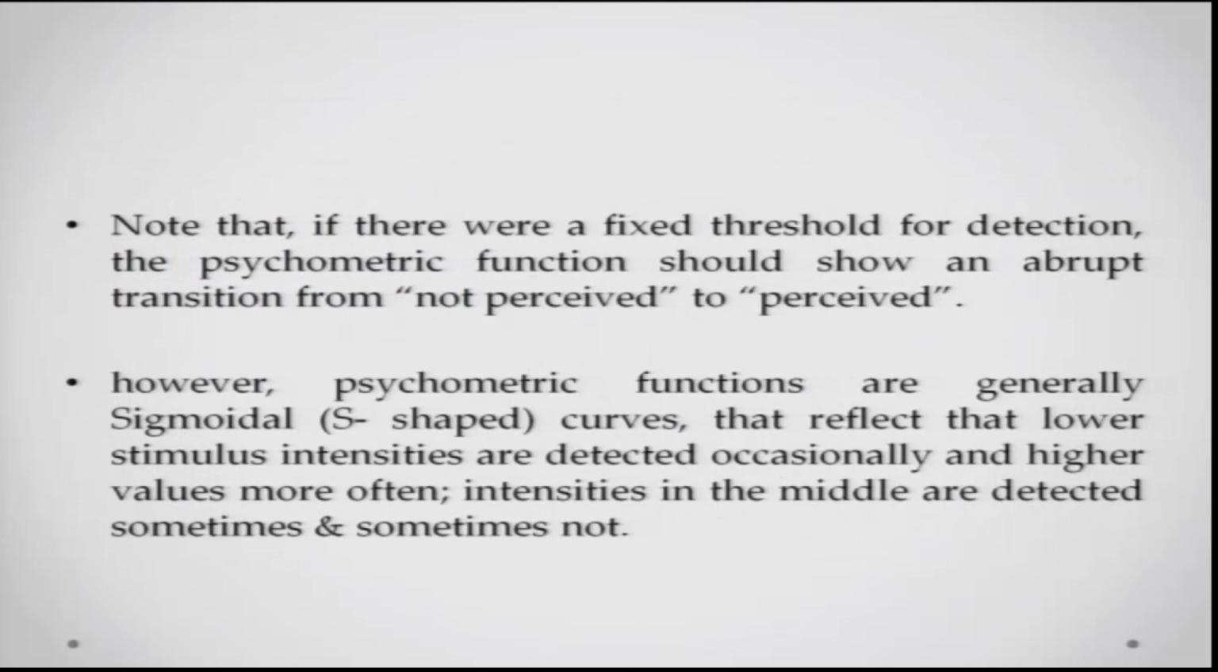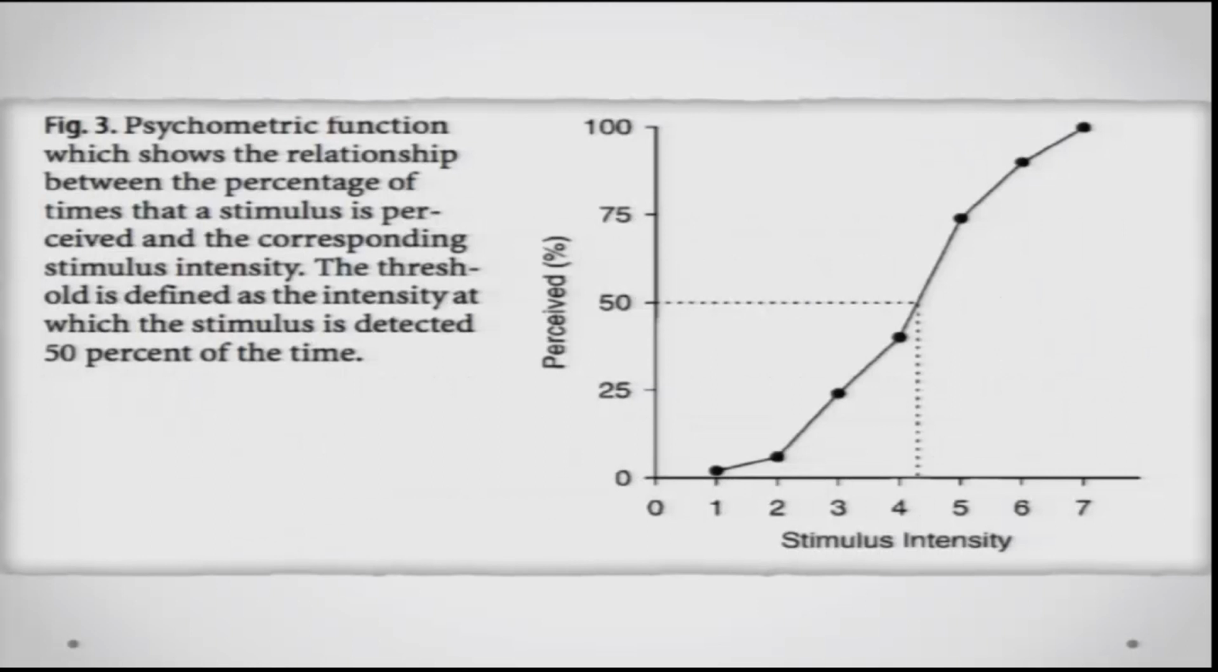Now, I'm going back to this figure. If you notice, this figure is slightly S-shaped, it is not really steep. If there was a steep difference between the absolute threshold and the not detectable value, then it would be an abrupt change. So, for example, it would probably be more of a Z-like thing. Okay, but it is slightly S-shaped. And why is it like that?